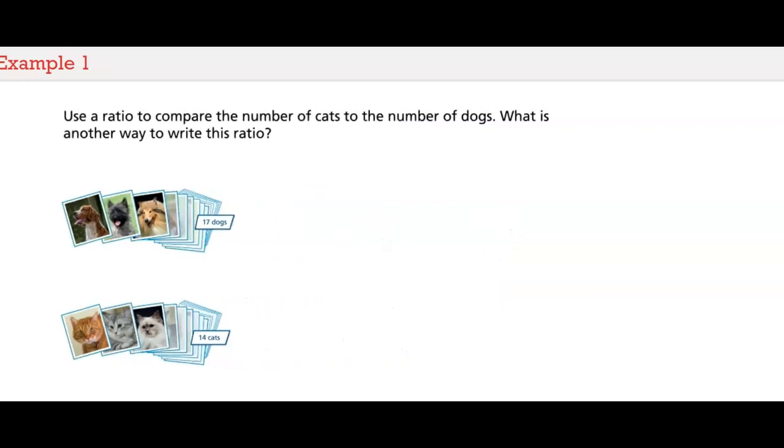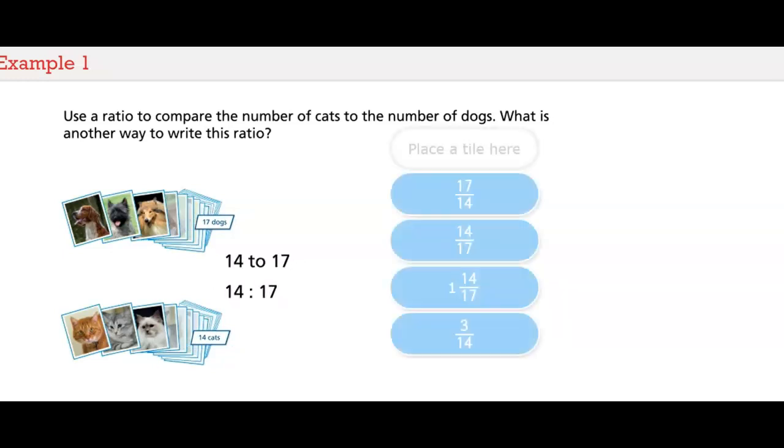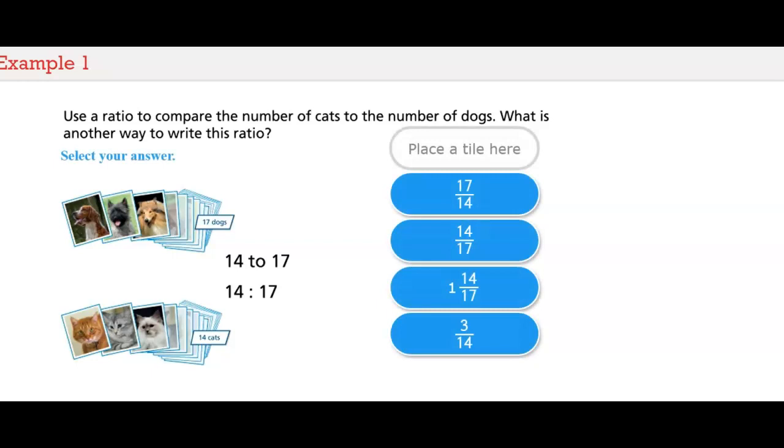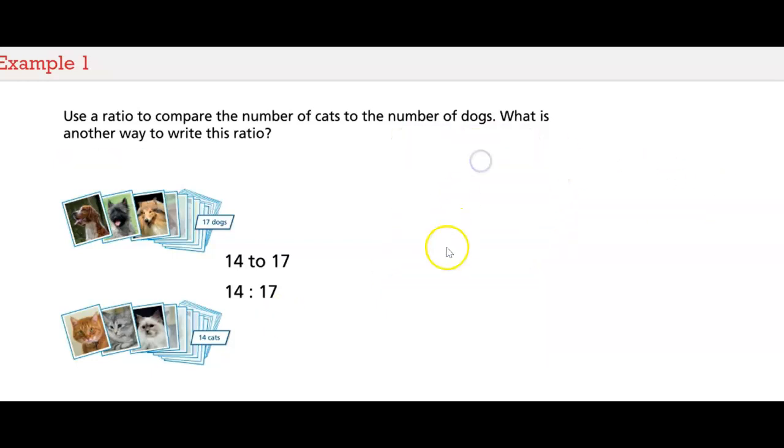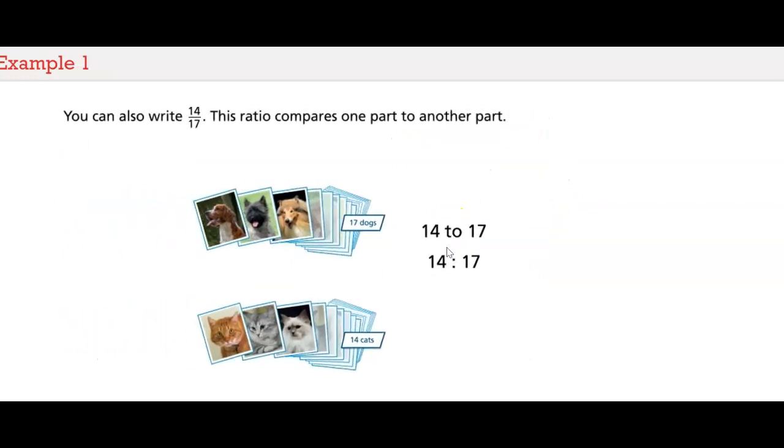Use a ratio to compare the number of cats to the number of dogs. What is another way to write this ratio? Select your answer. You can also write 14 over 17. This ratio compares one part to another part.